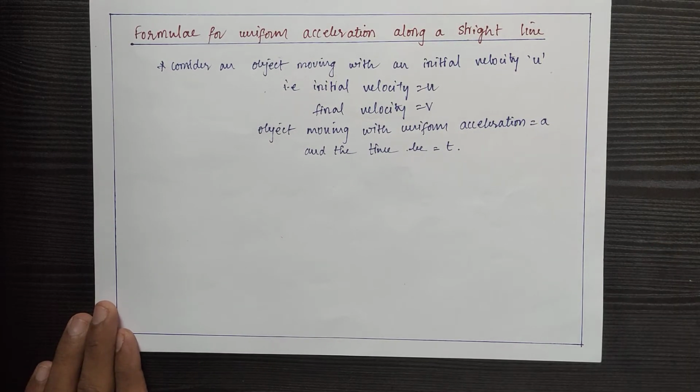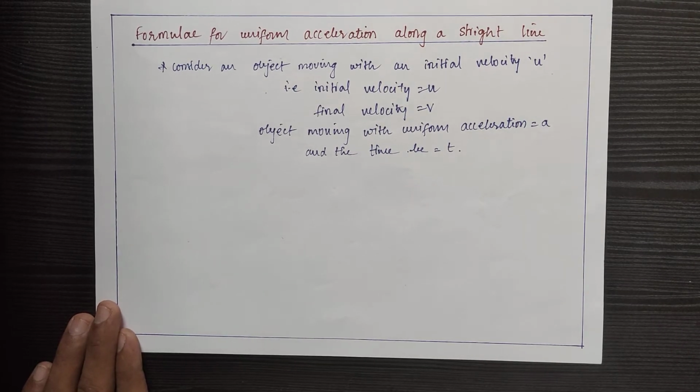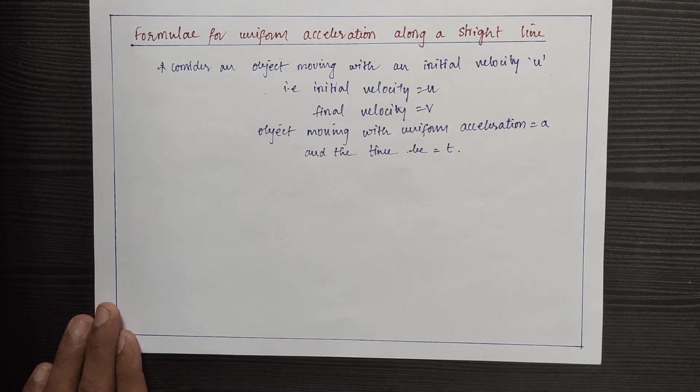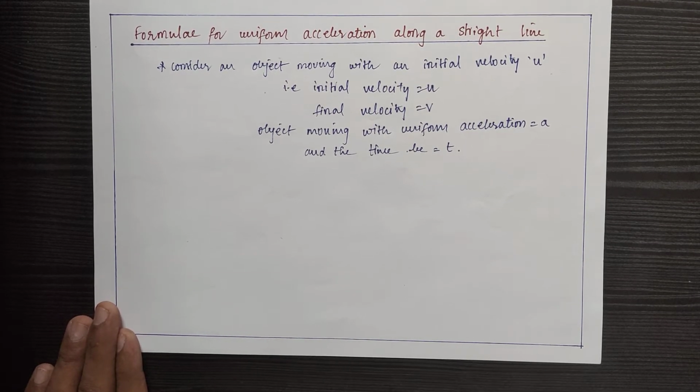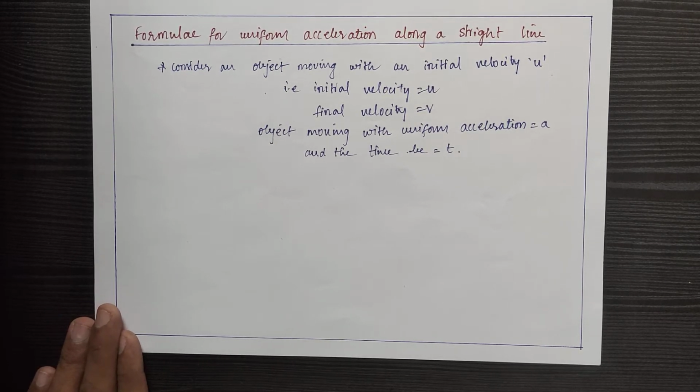When an object is moving in a straight line with a uniform acceleration, there are some derived formulae to calculate the displacement, the initial velocity, final velocity, the time interval and the acceleration. These are applicable only when the acceleration is uniform. So let us see the first one.